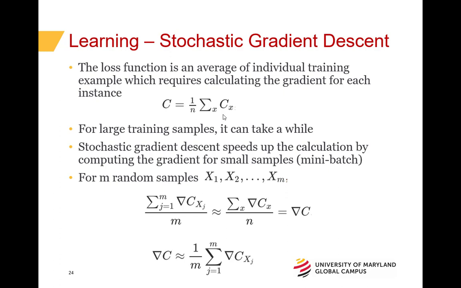So there is this thing called stochastic gradient descent, which is nothing but you split the training sample into m different, smaller samples, and you calculate the gradient. Instead of for individual examples, you calculate for those small samples, and you take the average of that. Okay, and the average of that is approximately the same as calculating the gradient for each instance and taking the average. So that reduces the number of gradient calculations that you have to perform.